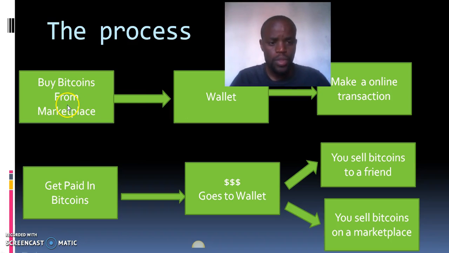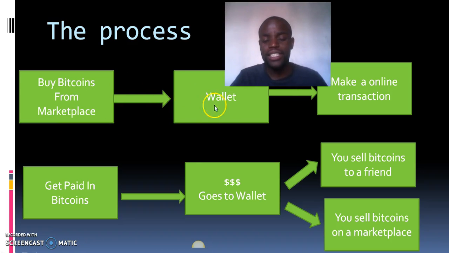When you create your blockchain address or account, you need to go to what is known as a marketplace. A marketplace is where you can buy or sell Bitcoins, and I will show you a website where you can buy your Bitcoins with PayPal or with a credit card. When you go to your marketplace, you select that you want to buy a certain amount of dollars' worth of Bitcoins, and then the Bitcoins are transferred into your wallet.